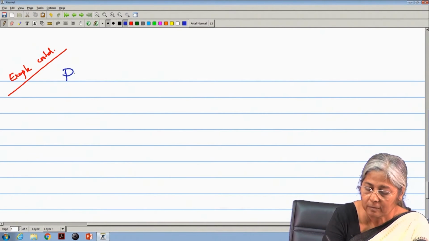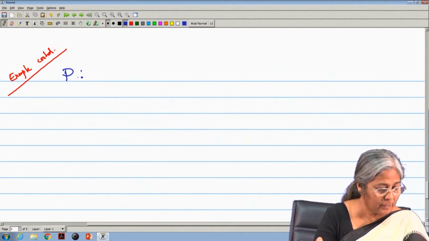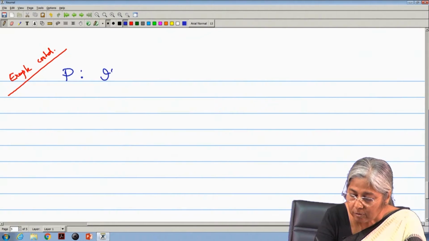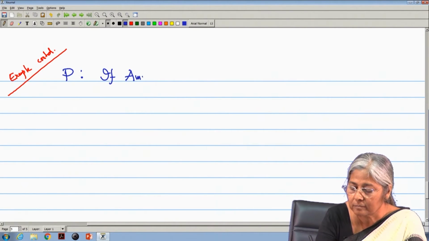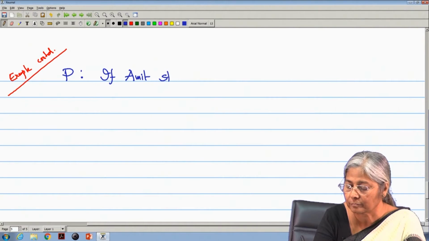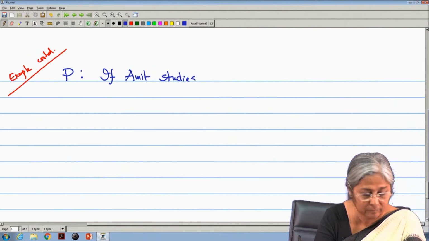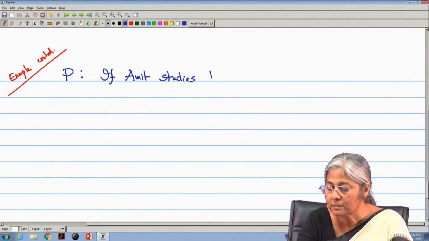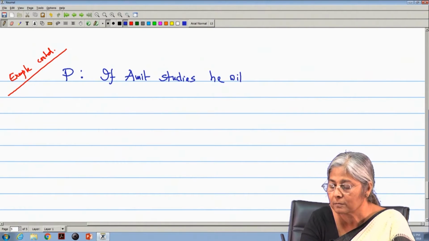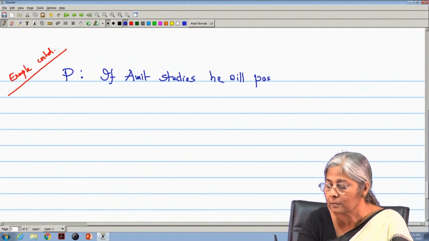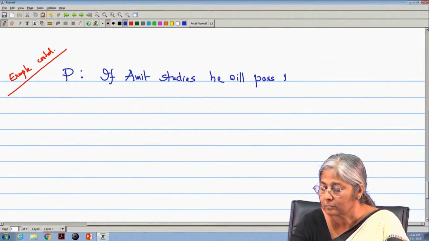Say P is, if Amit studies, he will pass discrete structures.